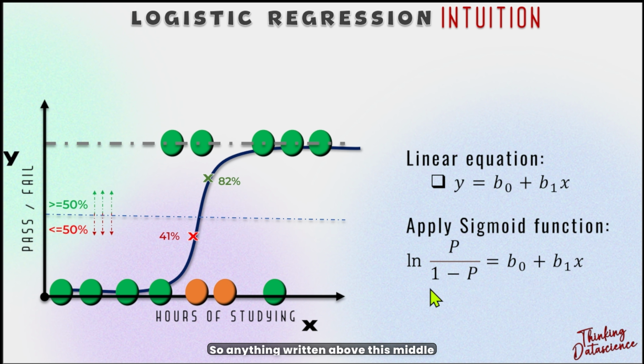Anything above this middle line has a probability of 50% or higher and will be considered a pass and projected as a binary 1. Anything below the middle line has a probability of less than 50% and will be considered a fail, and it will be projected as a binary 0. Based on this logistic regression, we can conclude that the student who studied for 4 hours will not pass, while the student who studied for 7 hours will pass. So this is where our points end up.